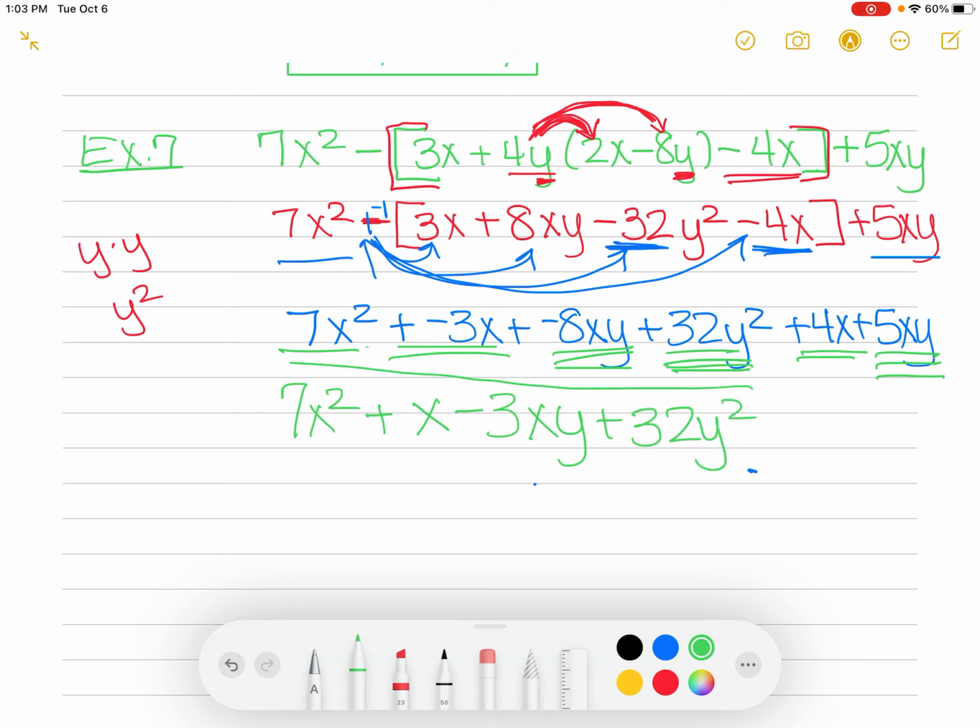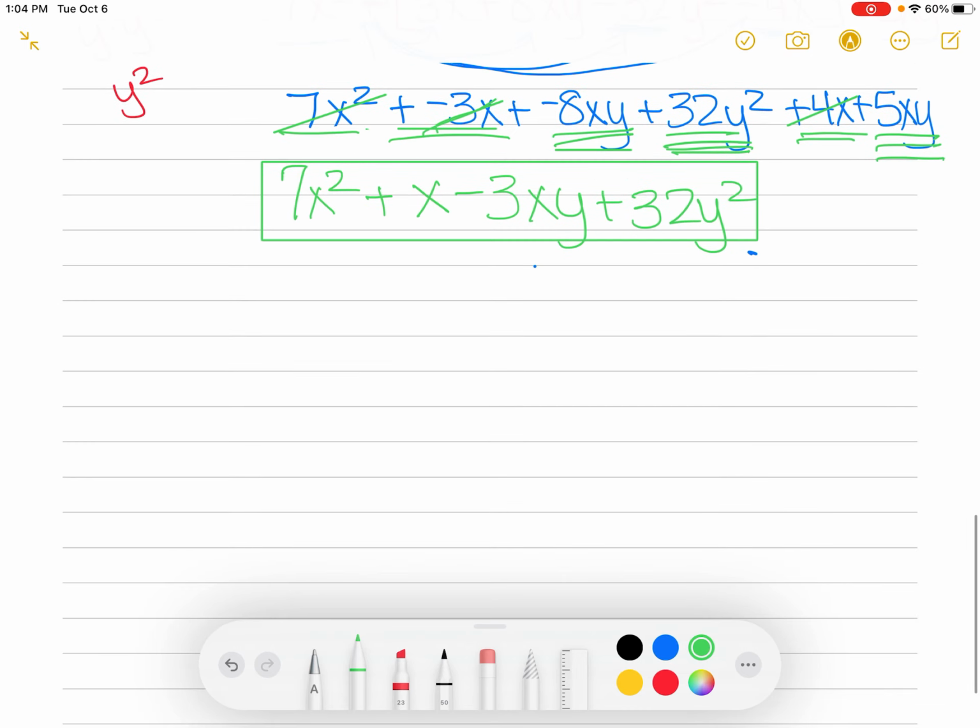Okay, so here's my answer. Some kids like to cross through them when they're done. So when you finish 7x squared, you can do that. When you finish the x's, you can go like this and this. And then you know which ones you have left. Okay, last problem. And this one I want y'all to do on your own.